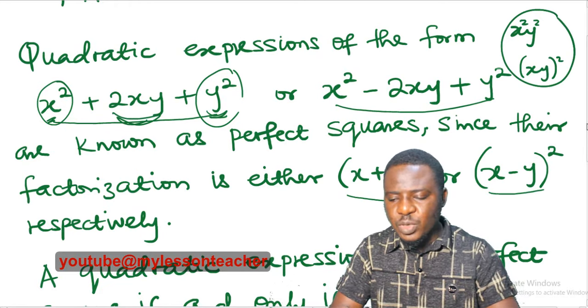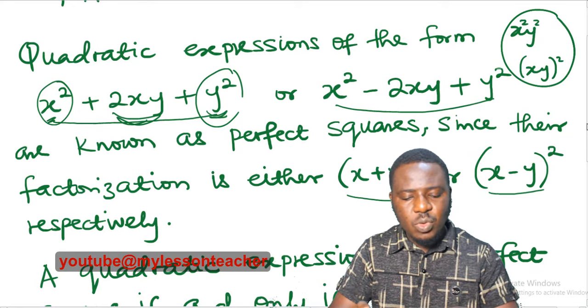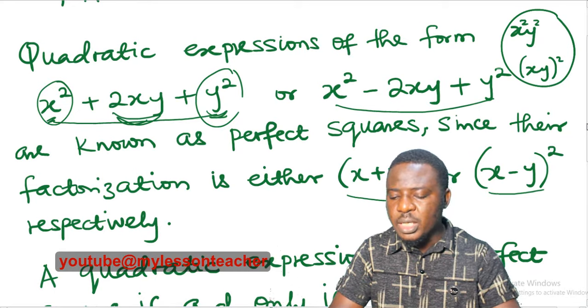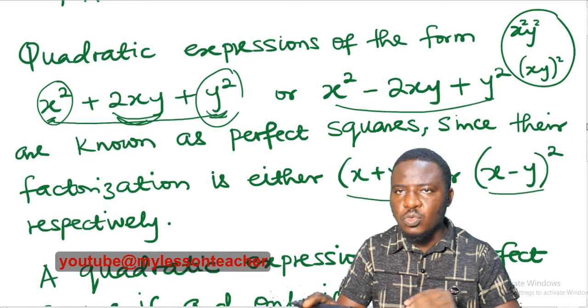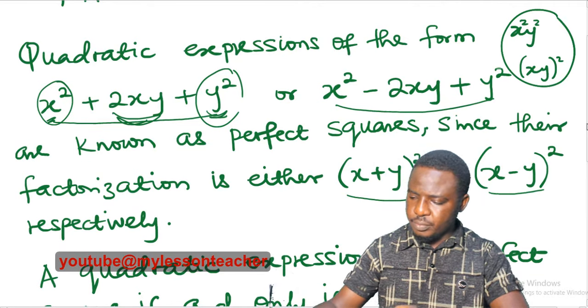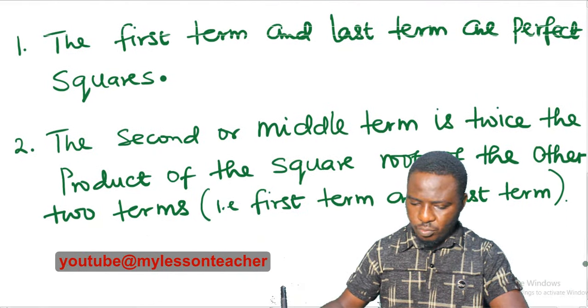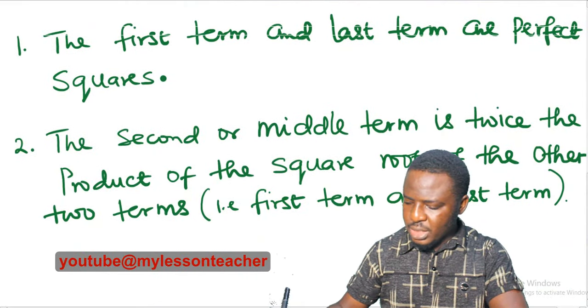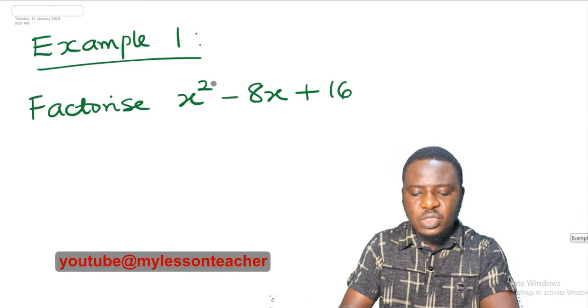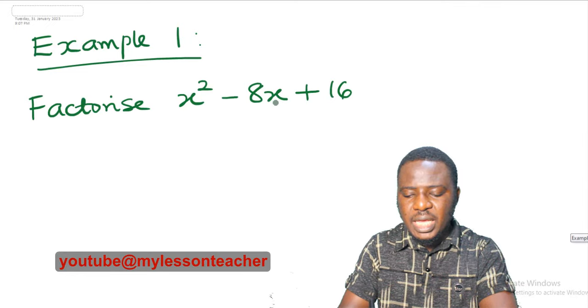So we say quadratic expressions of the form x squared plus 2xy plus y squared, or x squared minus 2xy plus y squared, are said to be perfect squares. Okay, now let's take some examples. We are asked to factorize x squared minus 8x plus 16.